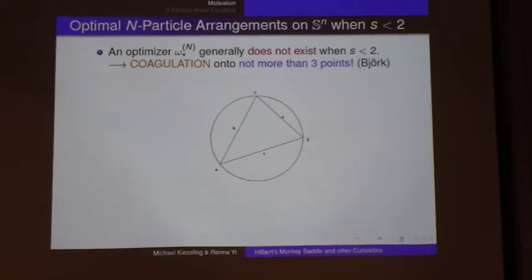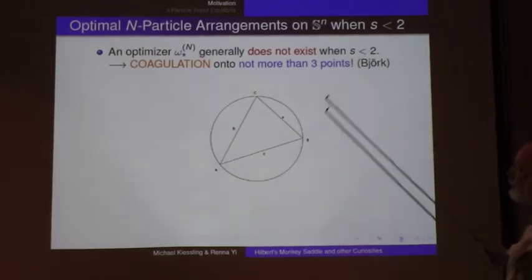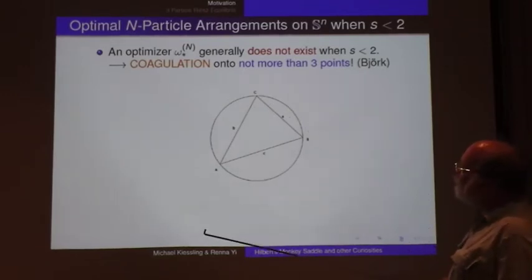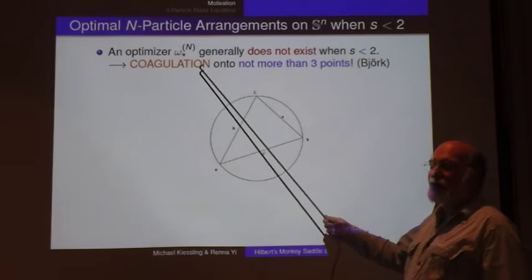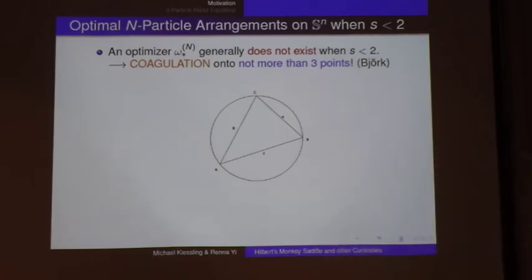Okay, but what do we know about the parameter regime S less than 2? Actually, this is a typo, it should be less than minus 2 here. Not less than 2. Less than minus 2. Here is also minus 2. Björk in the 50s proved that in this case there is no optimizer as a configuration unless n is 2.